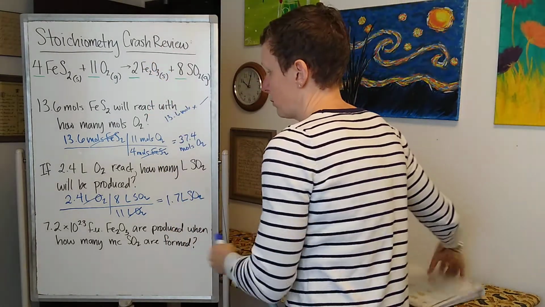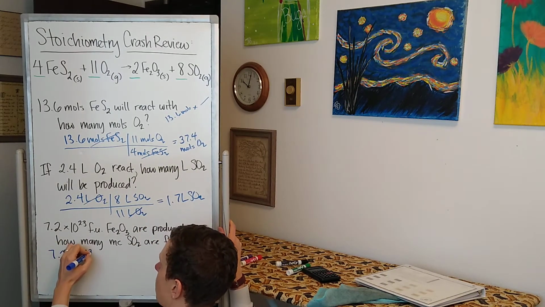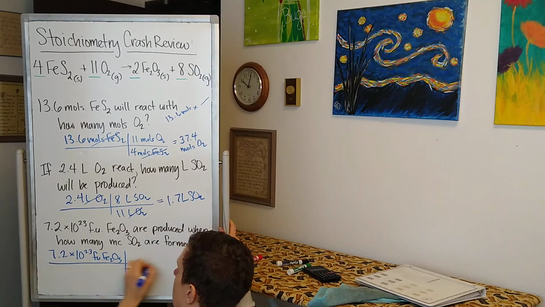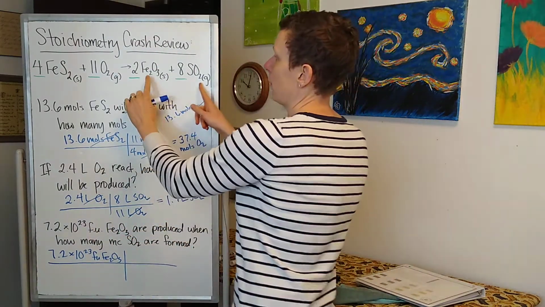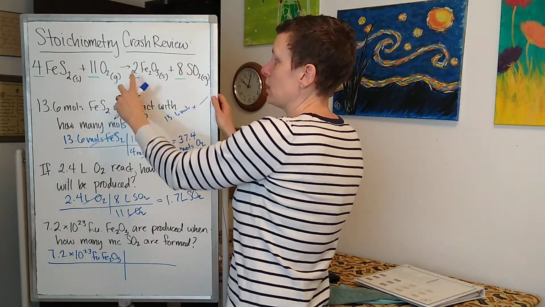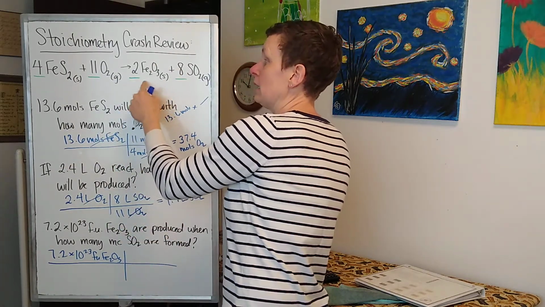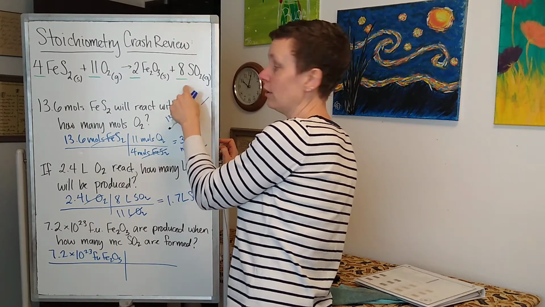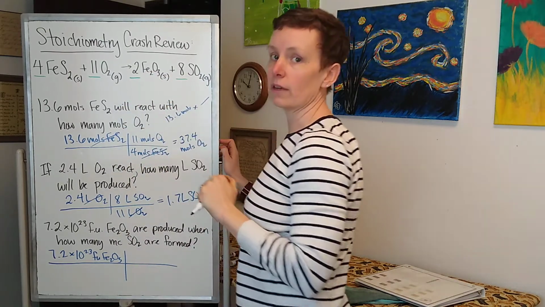Okay, so when we're working, start with what we're given, 7.2 times 10 to the 23rd formula units Fe2O3. Now I need to find my ratio, Fe2O3 to SO2. Well, they're both on the product side. That's okay, still a ratio, 2 to 8. We can say 2 moles for every 8 moles, or we can say 2 formula units, which is a particle, will be produced every time 8 molecules, which is a particle, of SO2 are produced. So 2 formula units for every 8 molecules of SO2.